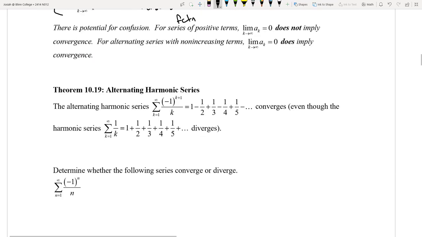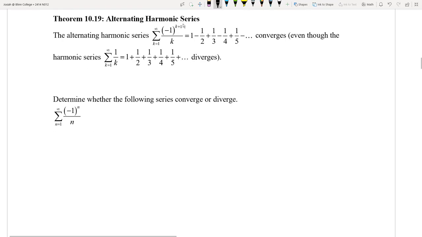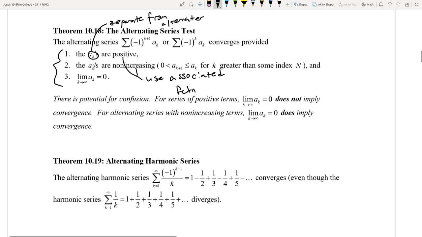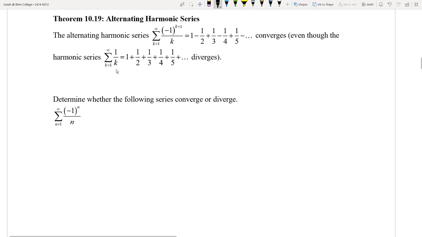And so from that, we get a theorem here, alternating harmonic series. The alternating harmonic series converges even though the regular harmonic series diverges. So we'll go ahead and show that this happens using the alternating series test. So we go ahead and first separate the alternator from the rest of the term. So we have negative 1 to the n, 1 over n. And so now we have our associated function, our a sub k here is going to be 1 over n. So f of x will be 1 over x.